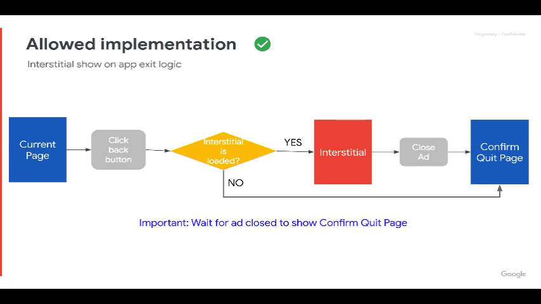So, for instance, they're on the current page, they click the back button, and then on the back end, you check whether an interstitial is preloaded or not. If yes, show an interstitial ad, allow them to close that interstitial ad, and then have a confirm quit page. The other part of this flowchart is if there is no interstitial ad loaded after they click the back button, then automatically lead them to the confirm quit page.